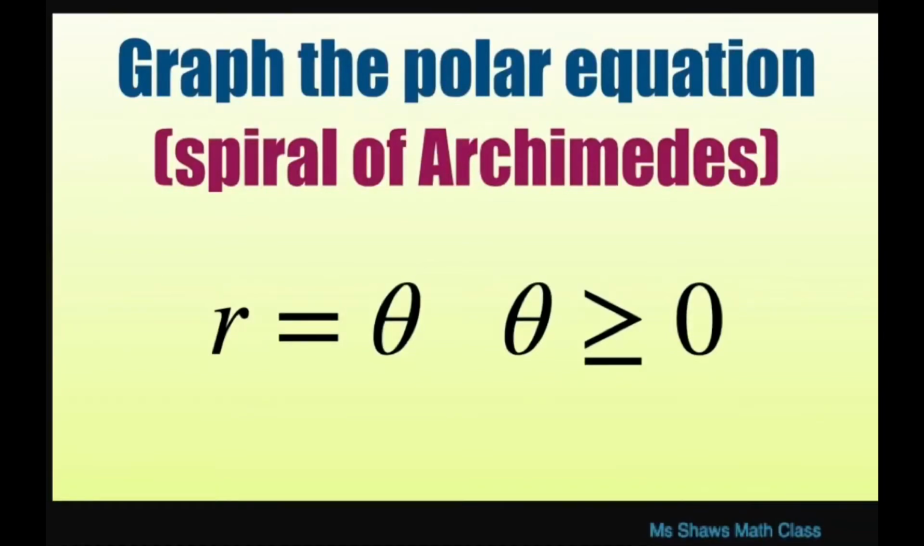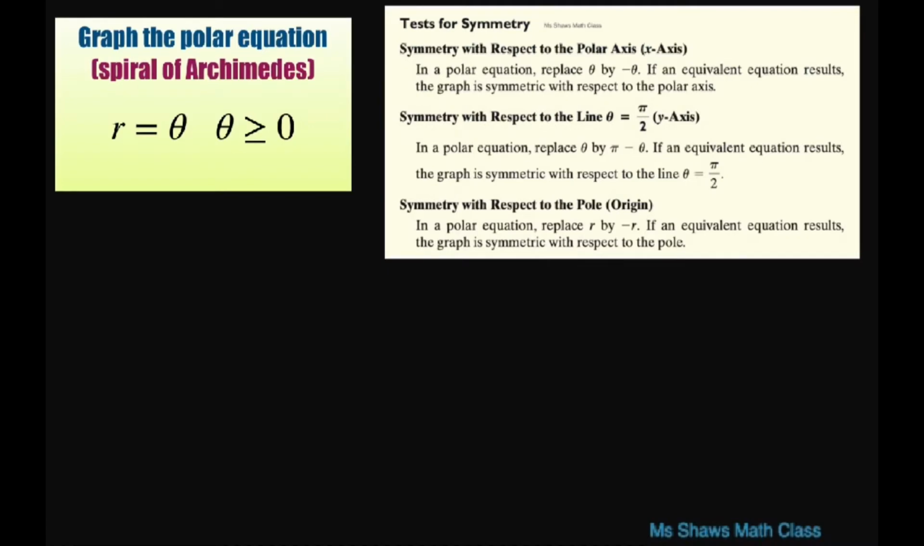Everyone, we're going to graph the polar equation that is the spiral of Archimedes. It's r equals theta, and our theta is going to be greater than or equal to 0. So for tests for symmetry, if you have to do that, it's going to fail all the tests because it's a spiral.